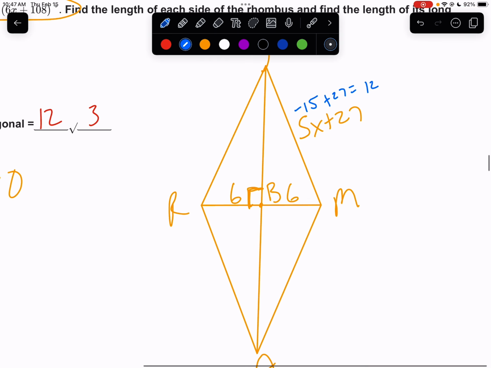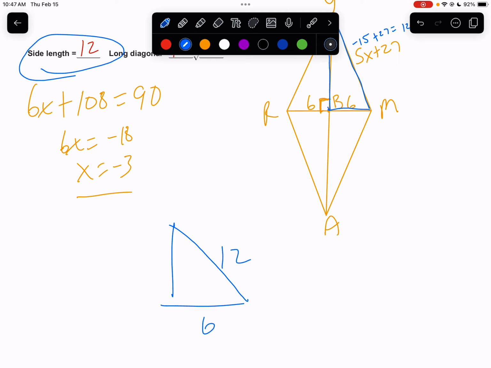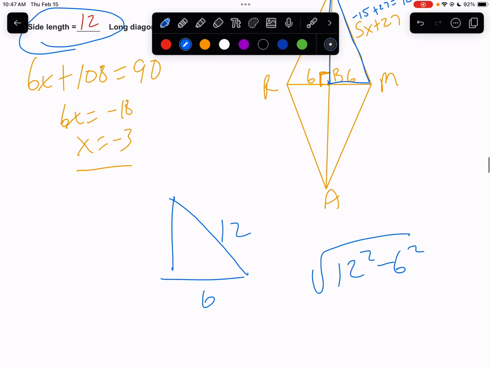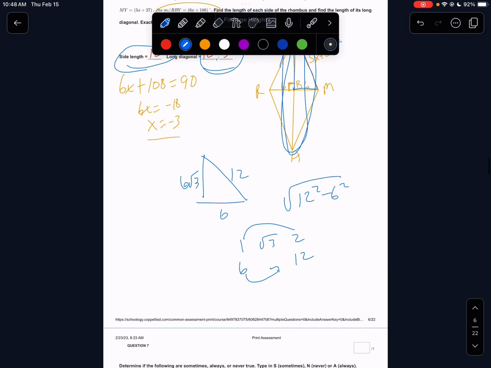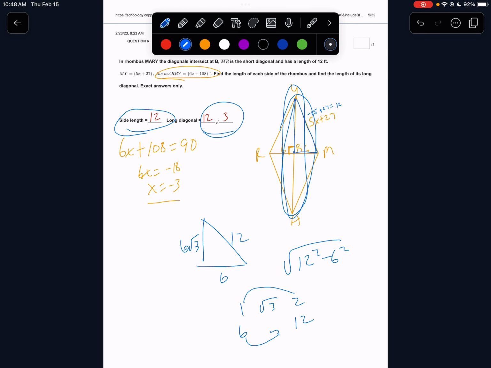And if we recognize this pattern, so if I look at this right triangle, let me draw it over here. We have 12 and we have 6. Well, isn't that the 30, 60, 90 pattern? You could do Pythagorean theorem if you wanted, but if this is the 30, 60, 90 pattern, 12 divided by 2 is 6, and then times root 3, this is going to be 6 root 3. But keep in mind, they want the length of the entire diagonal. That's why it's 12 root 3. 6 root 3 is half the diagonal.